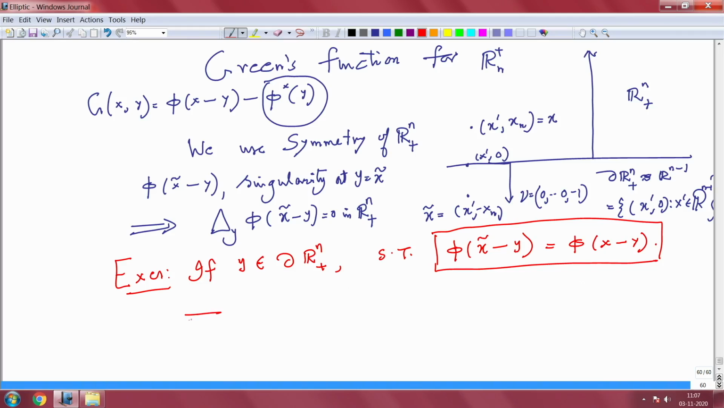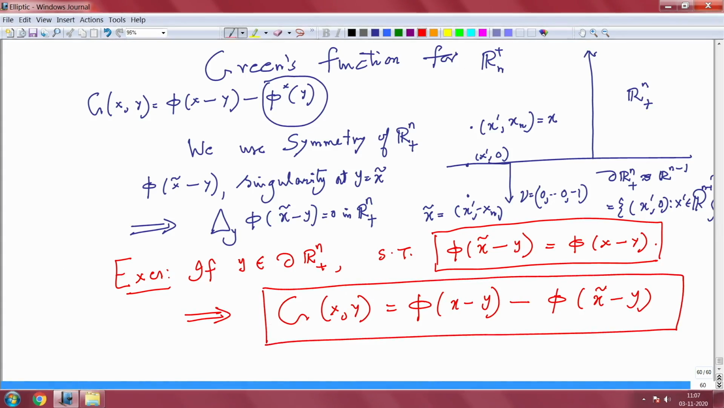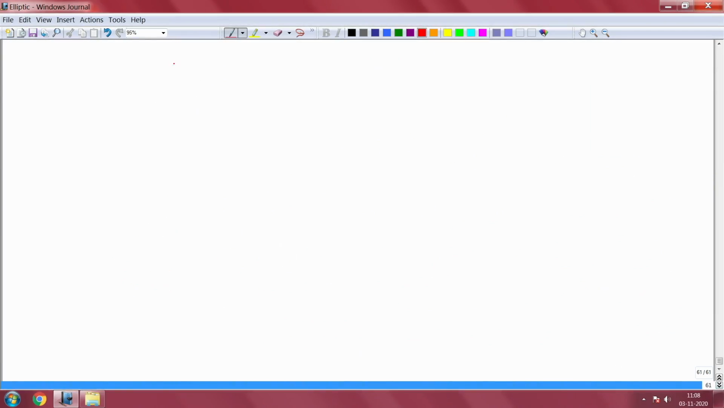So this implies your Green's function for the upper half space R^n plus is equal to phi of x minus y minus phi of x tilde minus y, where x tilde is the reflection point. So you have immediately your Green's function, and this implies immediately that you can write down the Green's formula.